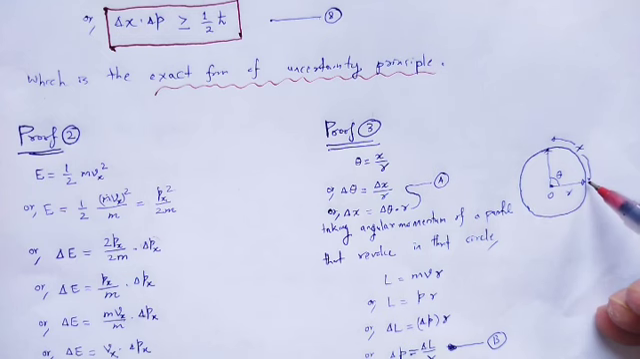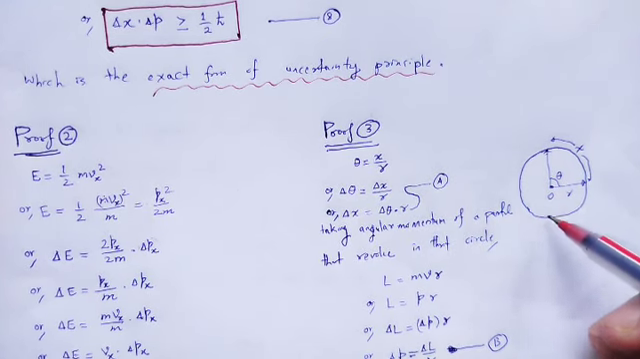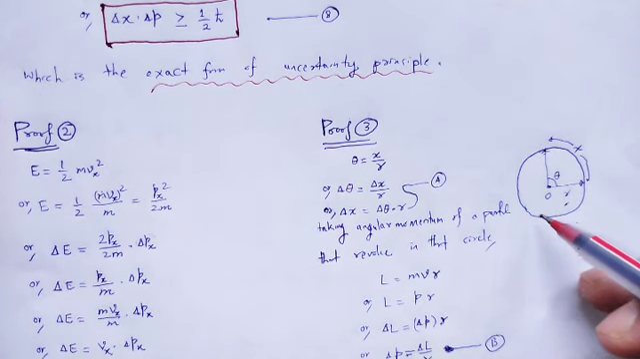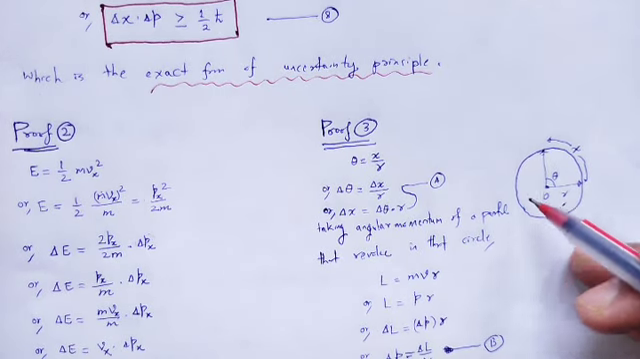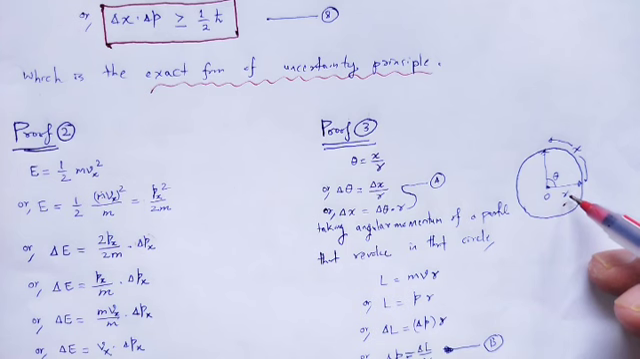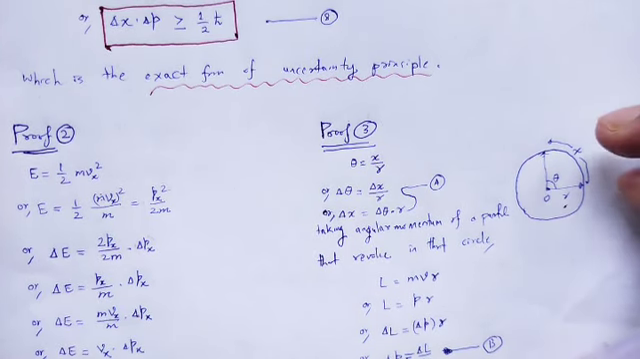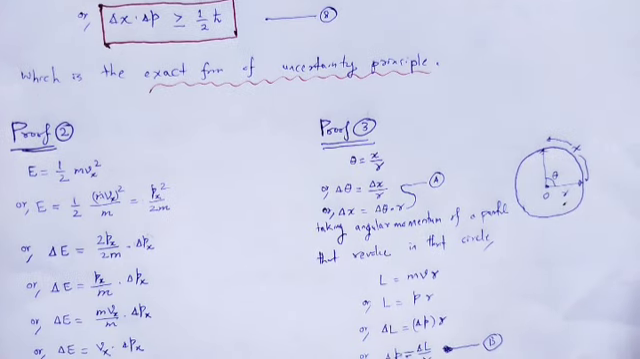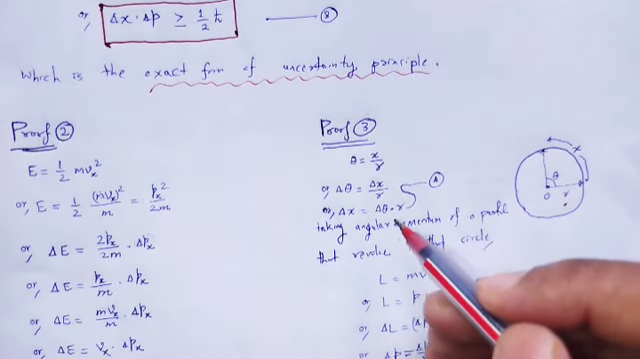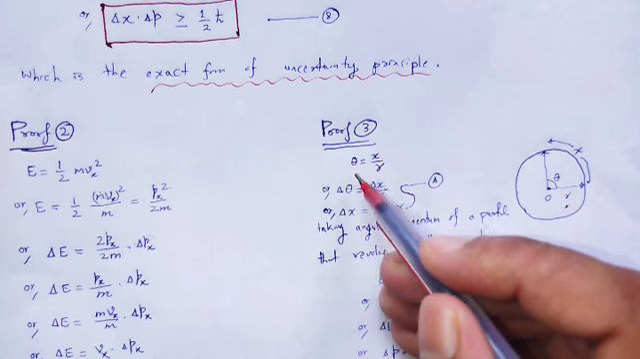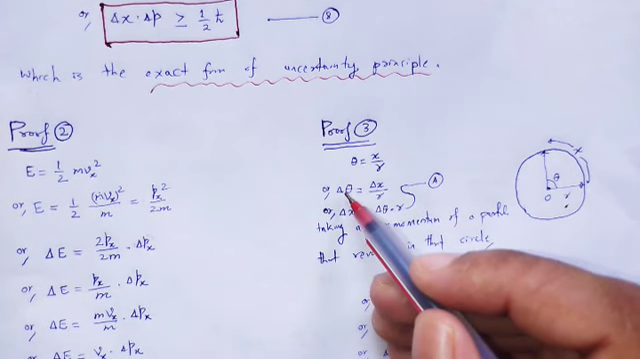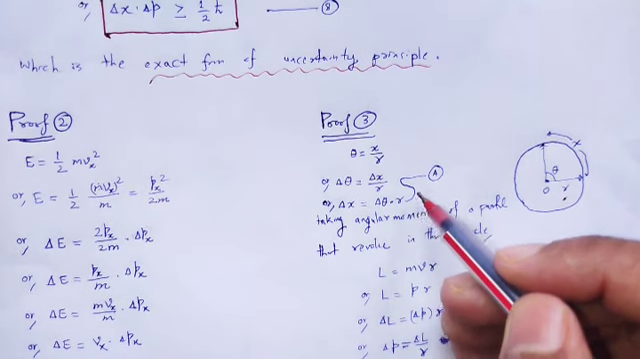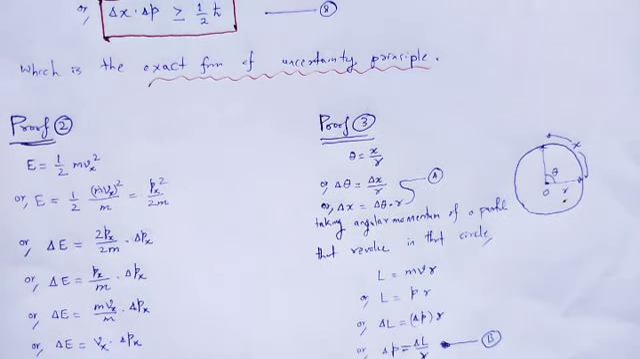let us consider a particle which revolves around a circle with radius r. If we take one such position x, which creates an angle theta at the center, so theta is equal to x by r. So uncertainty in the angle del theta is equal to del x by r. So del x is equal to del theta into r. Let us refer to it as equation a.